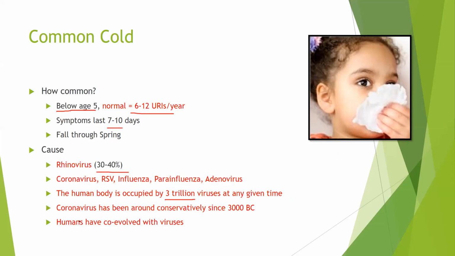Now with the novel coronavirus, we have to keep in mind that coronavirus has been around since about 3000 BC. So humans have co-evolved with coronavirus basically as long as we've been here. And there have been countless novel coronaviruses. We do see these a lot, although the newest strain seems to be particularly virulent, but this is a common virus and we have seen many new coronaviruses over time. So just keep that in mind.